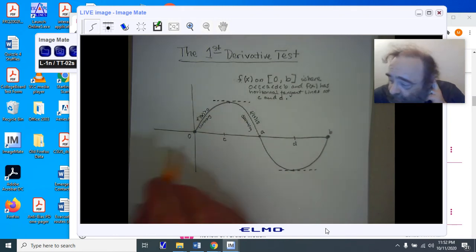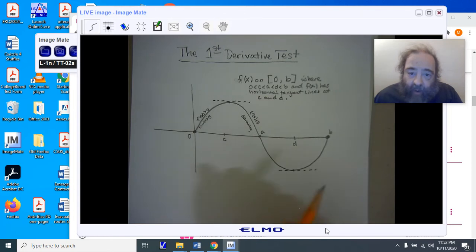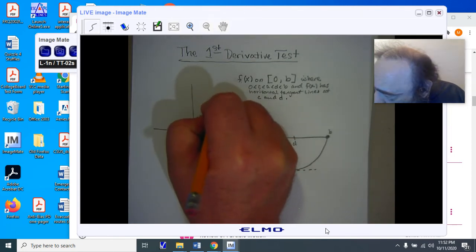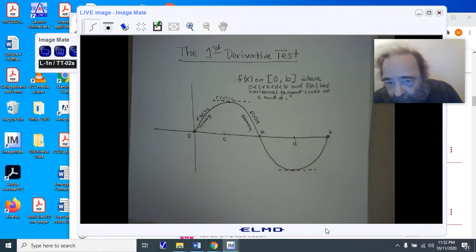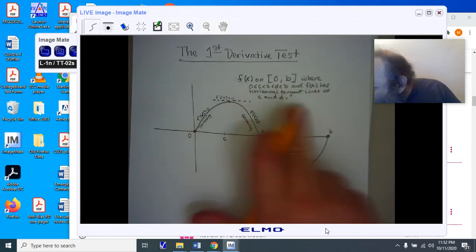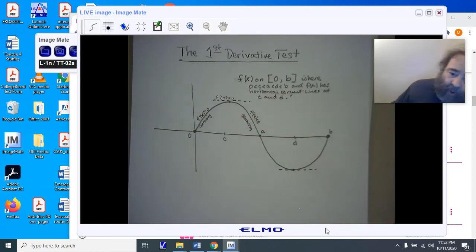Well, notice that the maximum has to happen when we have a critical value. So our f prime of x is equal to 0 at c. And that's been identified right here. Notice f of x has horizontal tangent lines at c and d. Therefore, these are both critical values where the derivative is equal to 0.